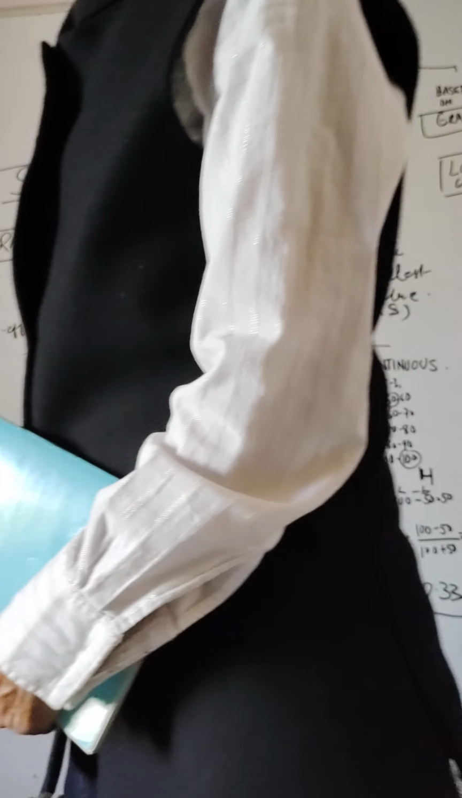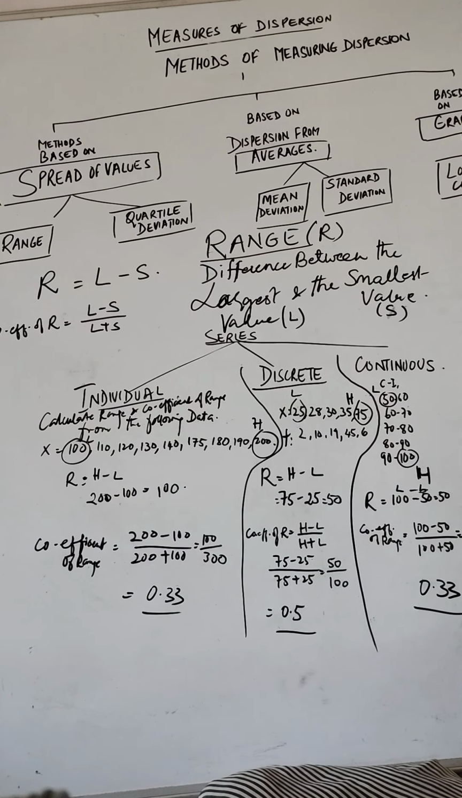So once again, let me tell you, it is the simplest method of measuring dispersion. The difference between the highest value and the lowest value of a series is known as the range. So you can define it as the difference between the two extreme items of the distribution, the largest and the smallest, or the highest and the lowest, however you want to put it. Now we come to the next one, which is the discrete series.